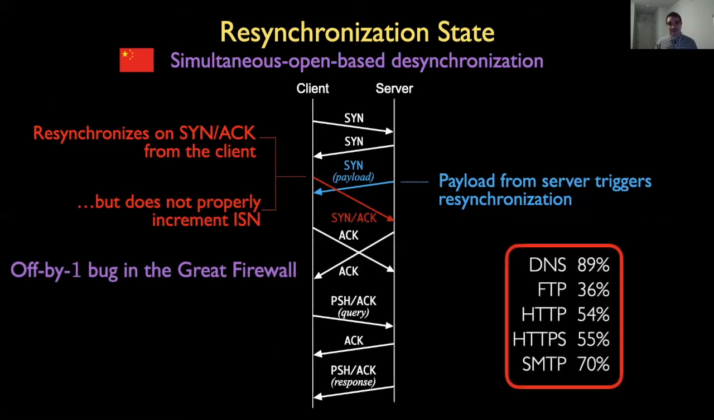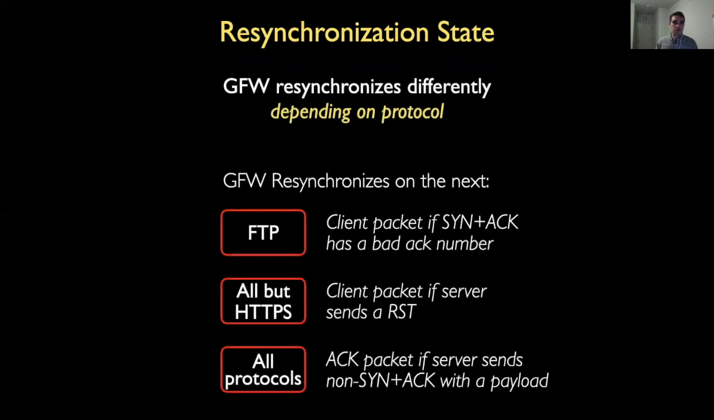Now, amazingly, this does work, but it seems to work very differently protocol to protocol, which is strange. We found actually that the Great Firewall of China resynchronizes differently depending on the protocol itself. So for example, for FTP, if a SYN-ACK packet is sent with an incorrect ACK number, this will cause the Great Firewall to resynchronize on the next client packet, but only for FTP.